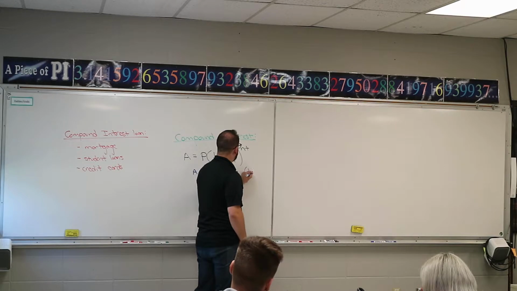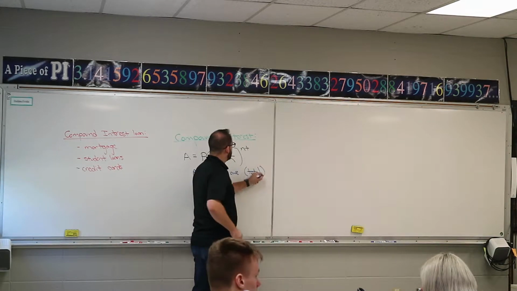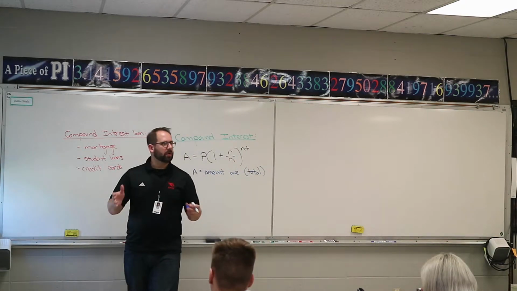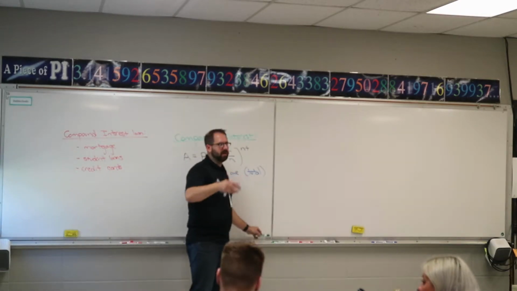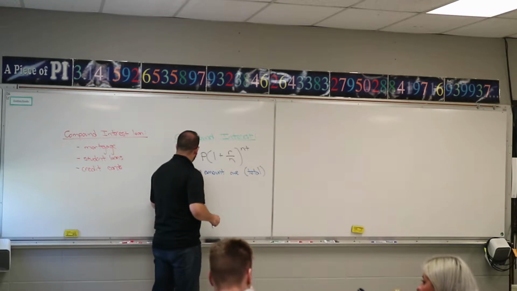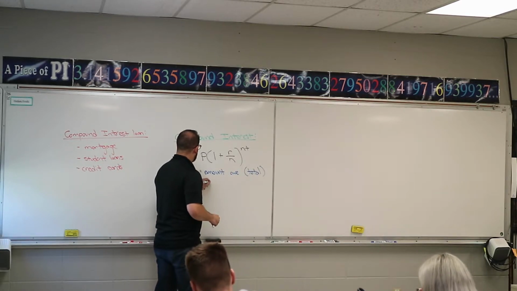It's the total that you're going to pay in the end. Okay. It's not your monthly payments, it's just the total you're going to pay over the number of years that you're borrowing the money for, if you're paying it off. Okay. P is the principal amount.